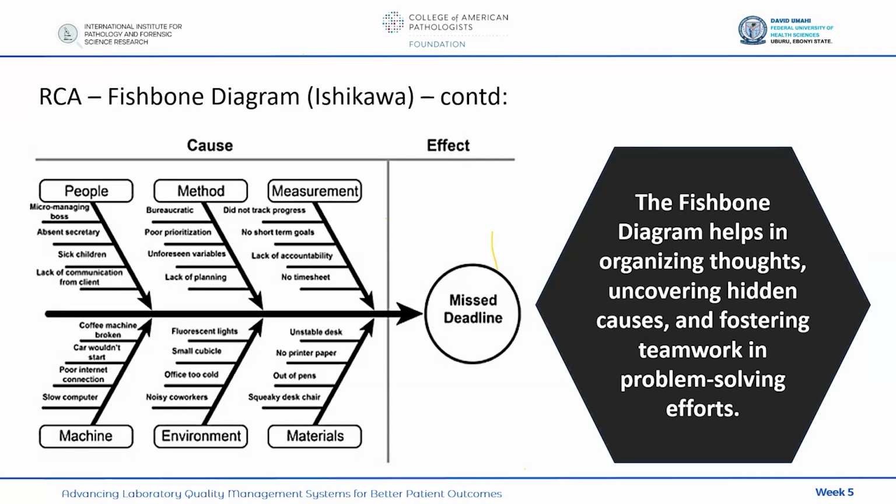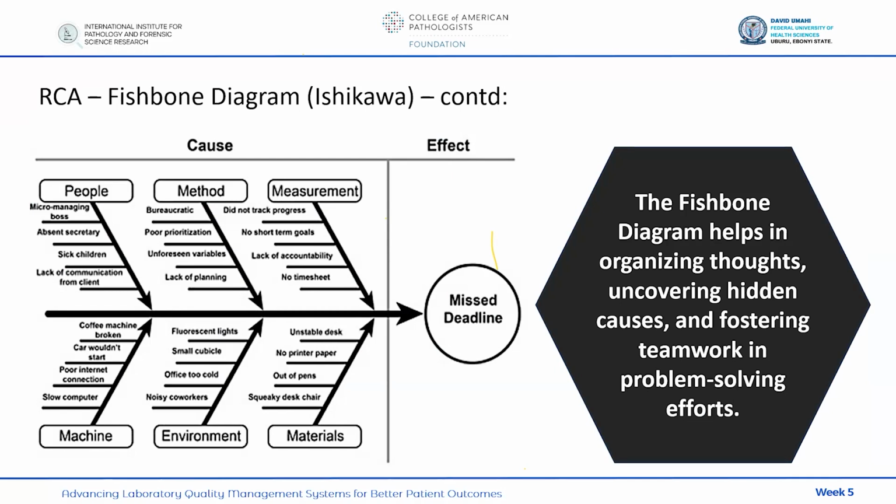Okay, so, but the fishbone diagram, okay, this is an example of a fishbone diagram where you put the problem there, as the head of the fish. Then you put in the different broad factors that usually cause errors in the lab, which are believed to come either from people, method, measurement, machine, environment, or material.